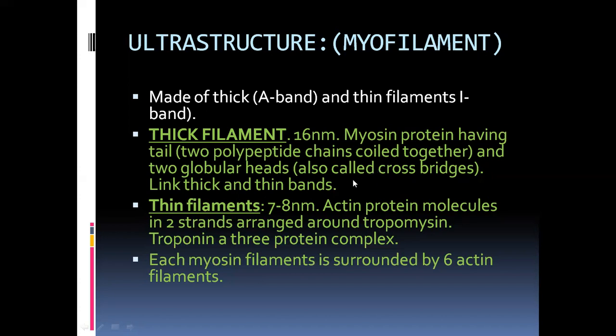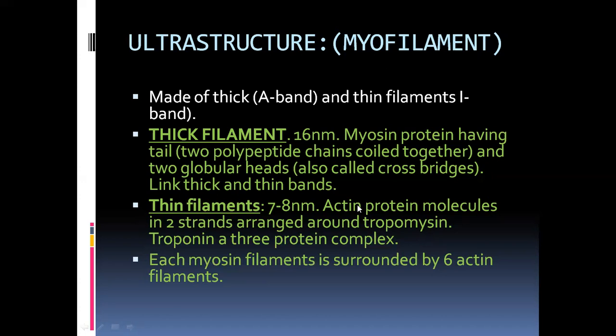The thin filament is 7 to 8 nanometer in diameter. It is made up of actin protein, and it is actually two strands which are wrapped around each other. And on top of these two strands is another protein which is known as tropomyosin. Tropomyosin is another ribbon of protein which is wrapped around the actin molecules. These actin molecules are known as G-actin.